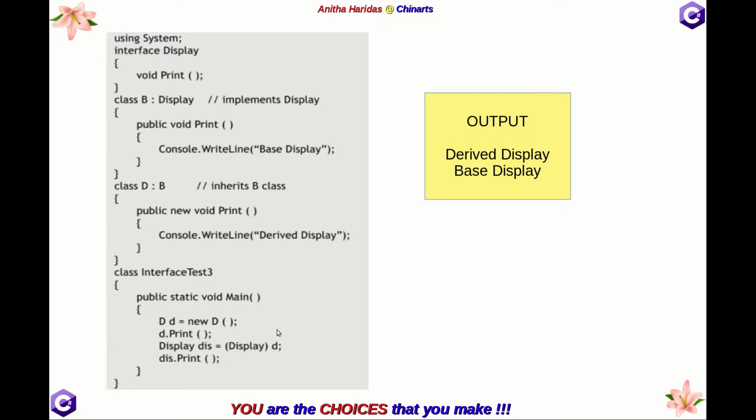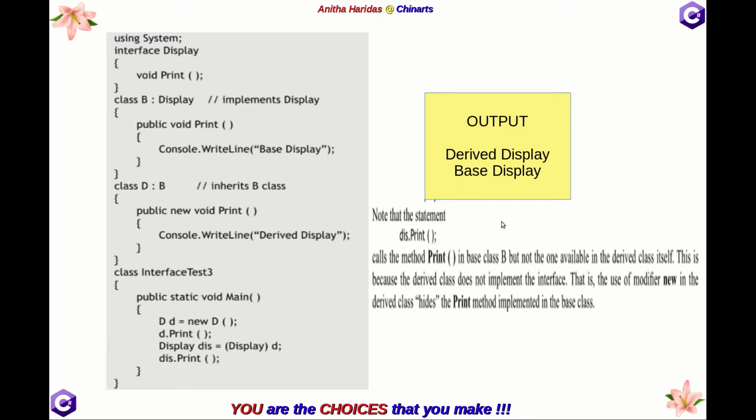So it goes to the base method, the class which is directly implementing the interface. So directly implementing the interface is this print method. So it will be displaying base display. So what happens here? You can note this dot print calls the method print in the base class B, but not the one available in the derived class itself.